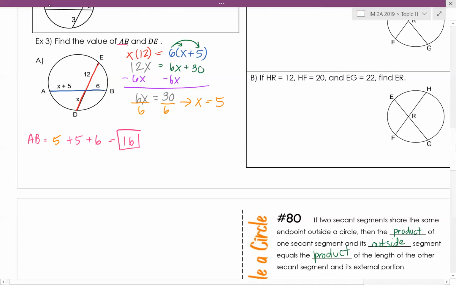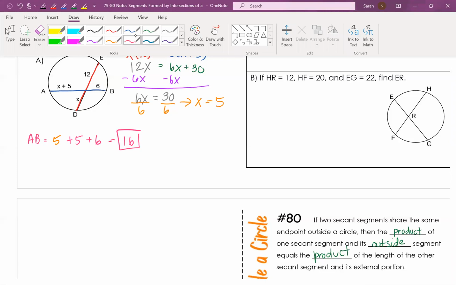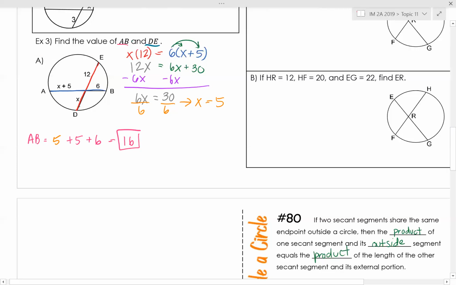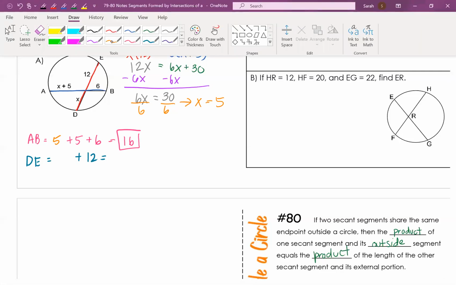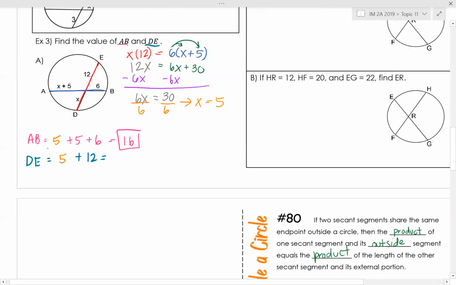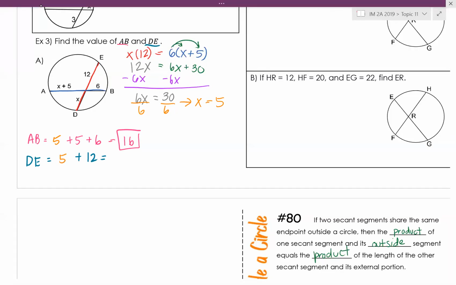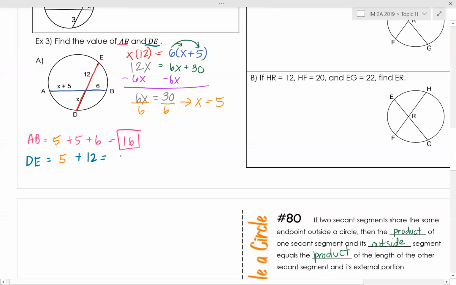And then similarly, DE is this whole line. So I'm going to add those two pieces together. So DE is X plus 12. And so if X is 5, 5 plus 12 is going to give us a length of, I'm sorry, 17. The length of DE is 17.